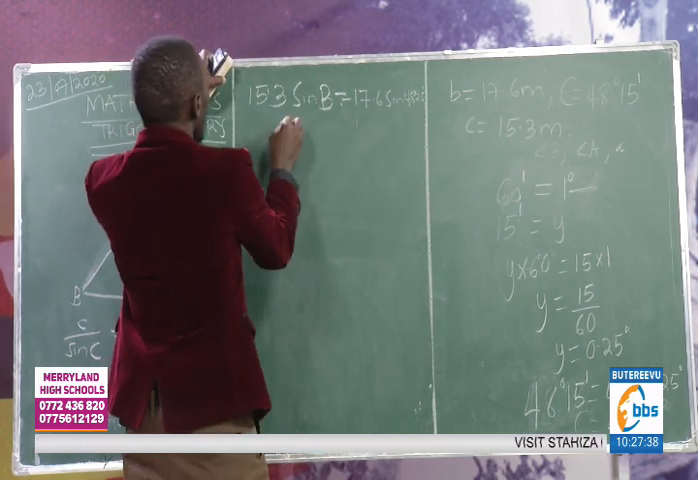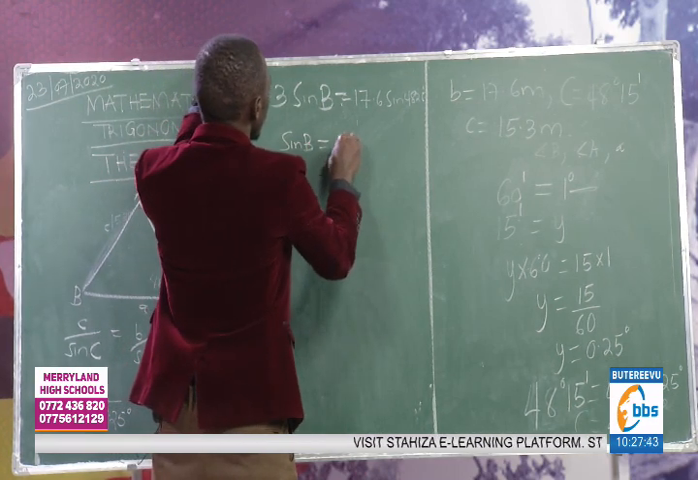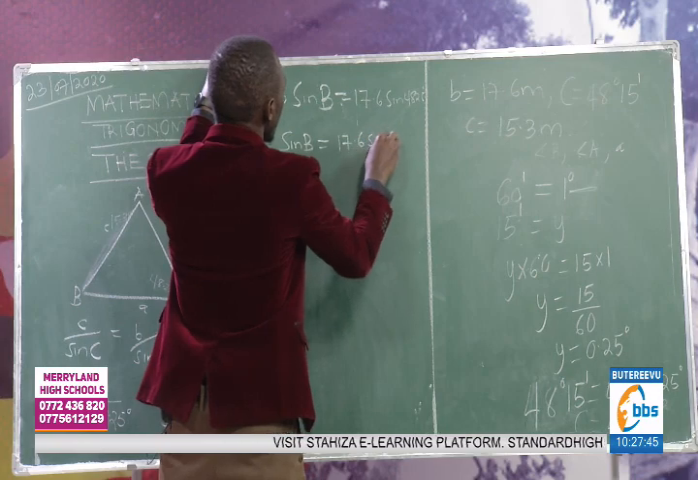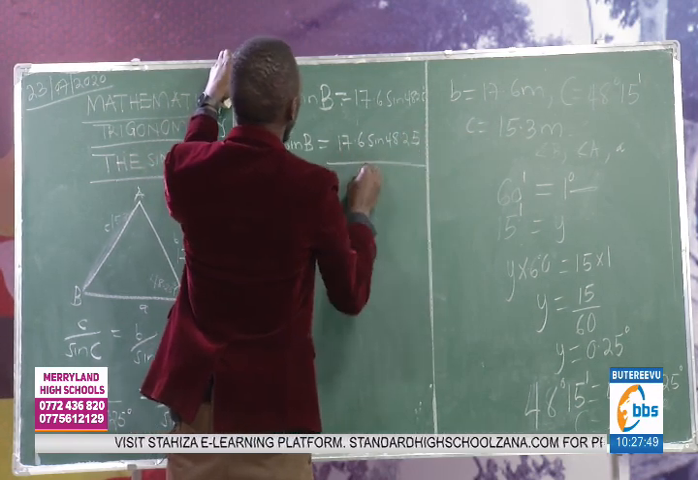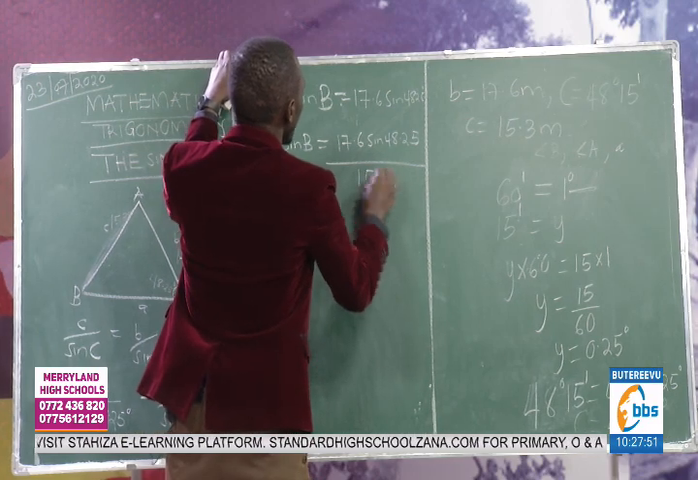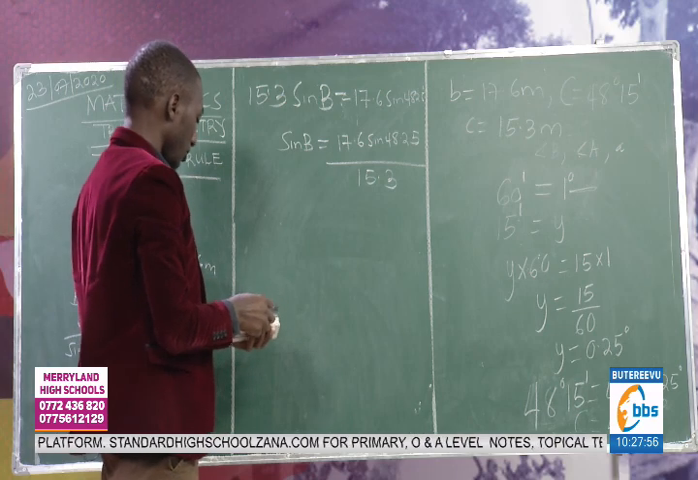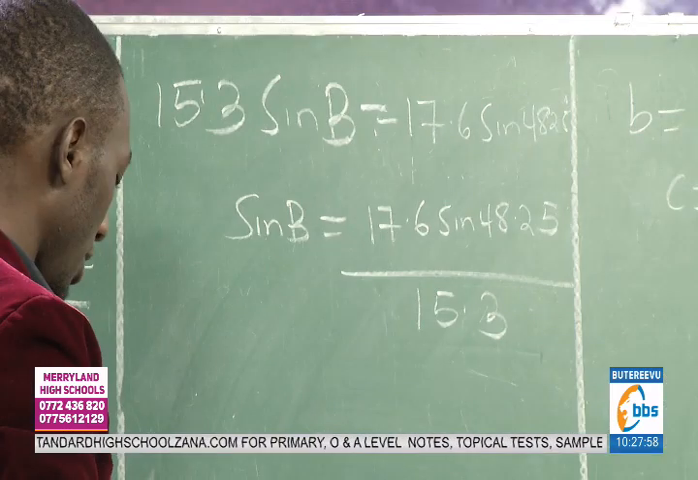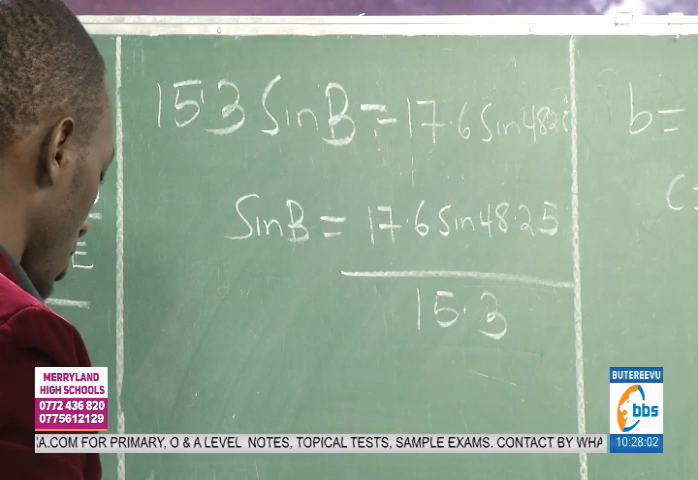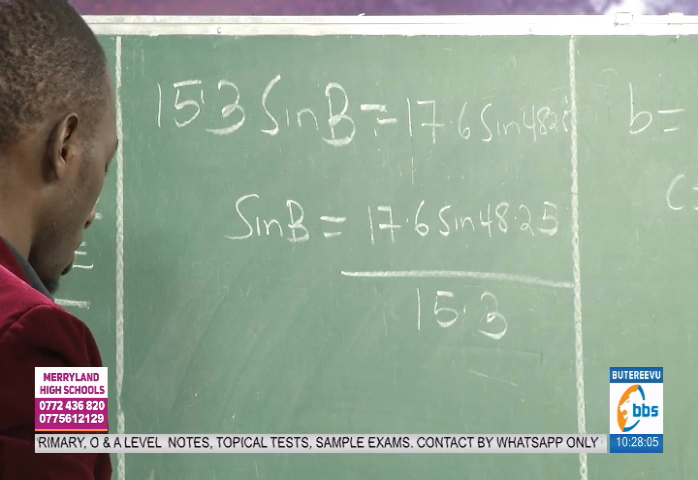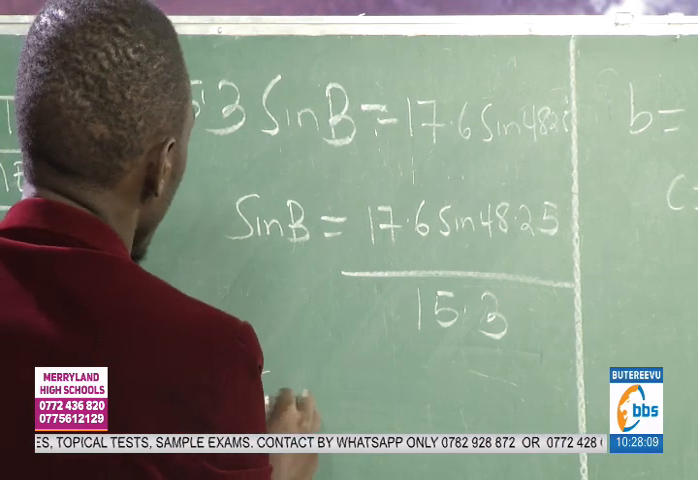So I can divide. I get my sine B will be equal to 17.6 sine 48.25, then divide by 15.3. So when you work this out on a calculator, you'll be getting your sine. You have sine of 48.25, so please use the calculator there, times 17.6. Yes, then we divide by 15.3. So I'll be getting my sine B.